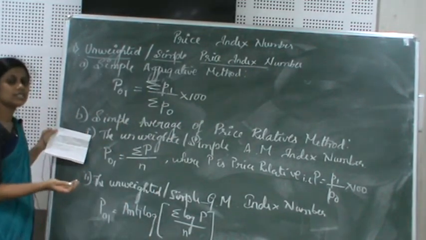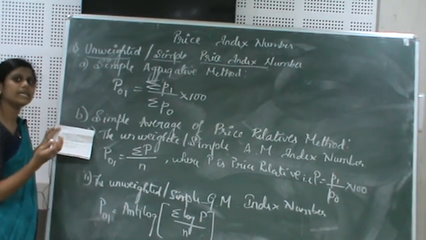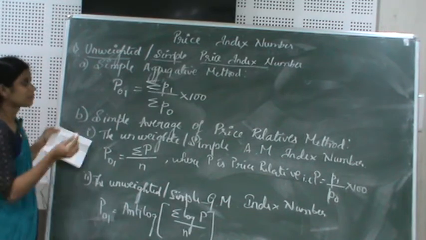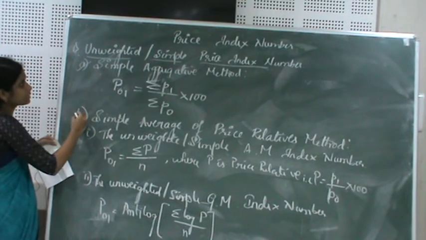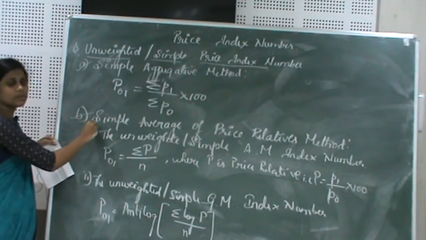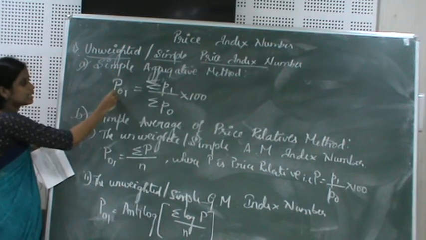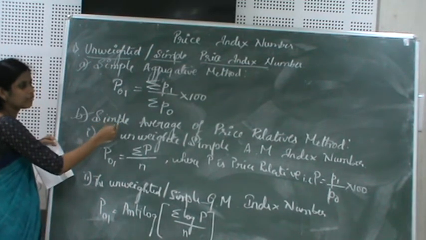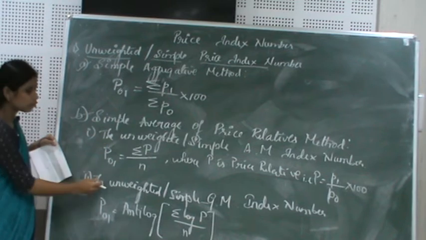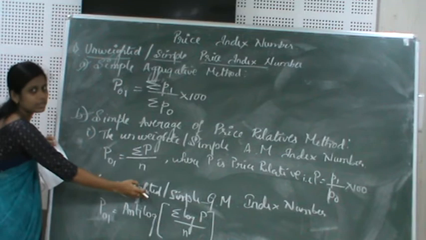Next, in the upcoming sessions we are going to see how to calculate price index number under the weighted method. Under unweighted or simple price index number, broadly there are two types: one is simple aggregative method and the other is simple average of price relatives method. In simple aggregative method, the formula is P01 is equal to summation P1 divided by summation P0 into 100. Whereas under simple average of price relative method, there are two types: simple arithmetic mean index number and simple geometric mean index number.